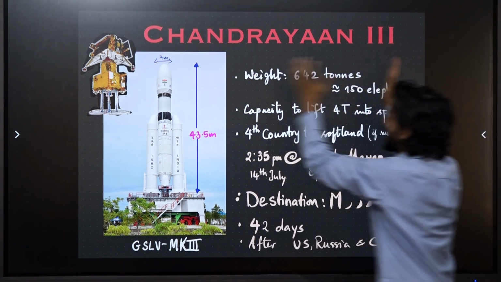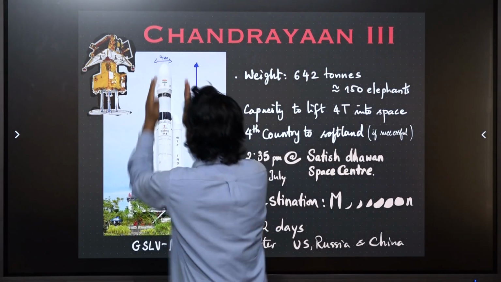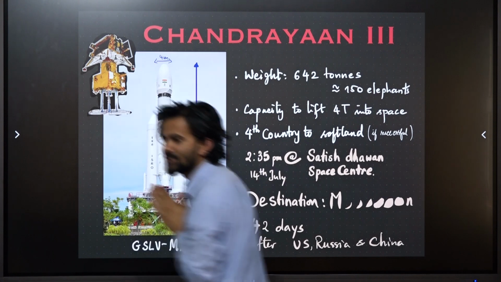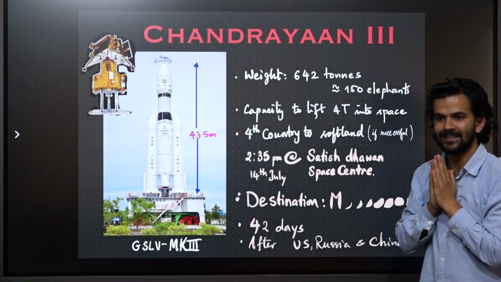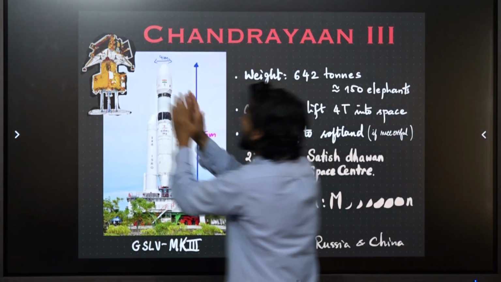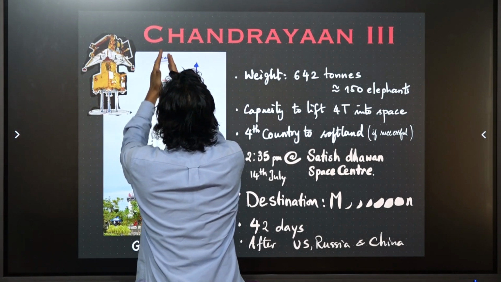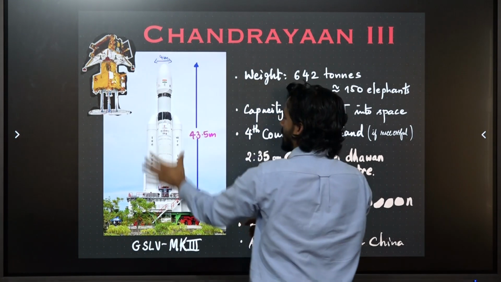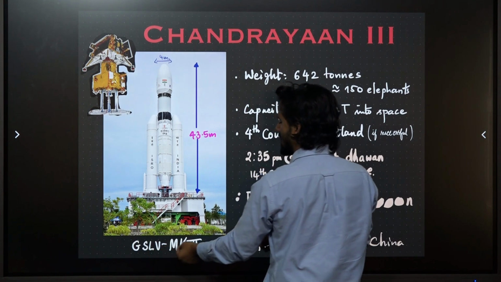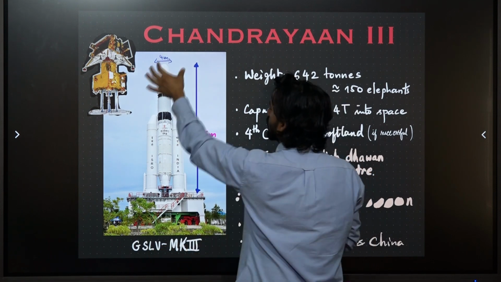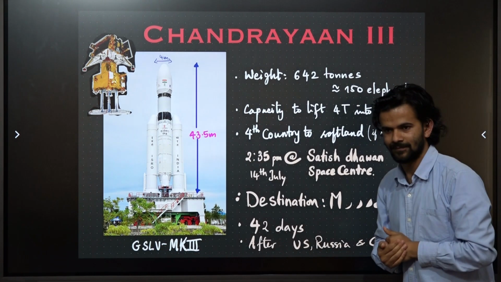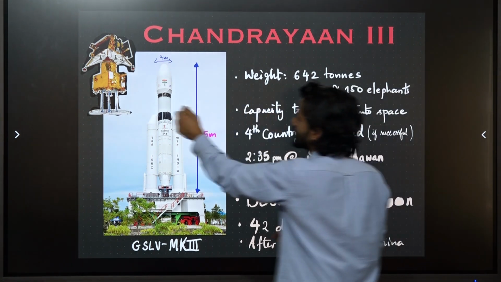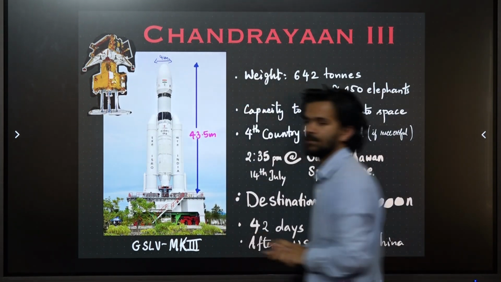So, this is the Chandrayaan here. This is not the Chandrayaan, but this is the Chandrayaan. And this Chandrayaan is inside this part of the whole GSLV Mk3 rocket. You cannot see it from outside, but this Chandrayaan is inside.